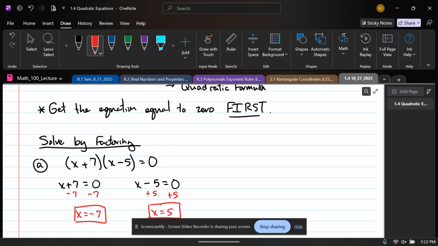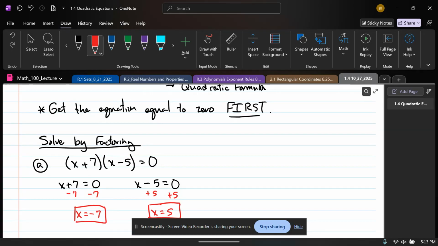If I plug one of those back in for x, let's say I plug in the negative 7. Negative 7 plus 7 is 0, and then negative 7 minus 5 is negative 12. 0 times negative 12 is still 0, so that one works. If I plug in the positive 5, 5 plus 7 is 12, but over here 5 minus 5 is 0. 12 times 0 is still 0. So both of these are answers here. So we get the factored form, and then we just set each factor equal to 0 and solve it. Okay? The biggest thing here is being able to get to this factored form. We've got to be able to do that.